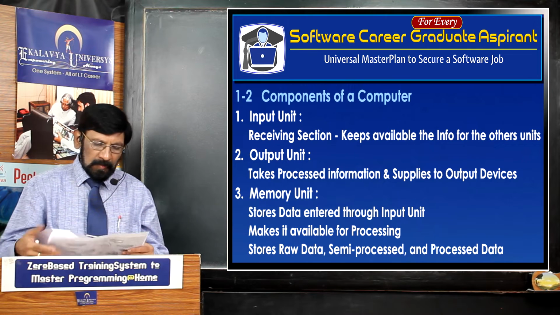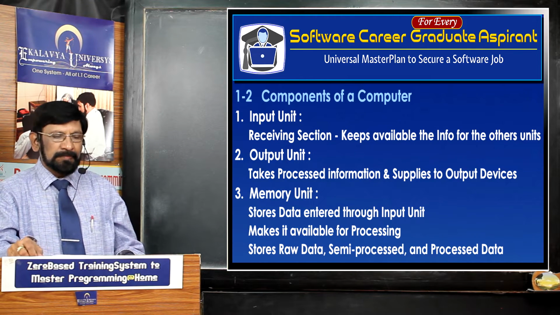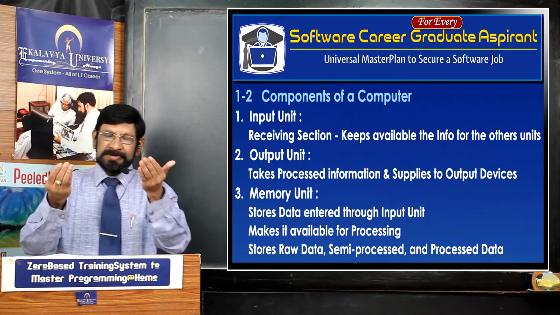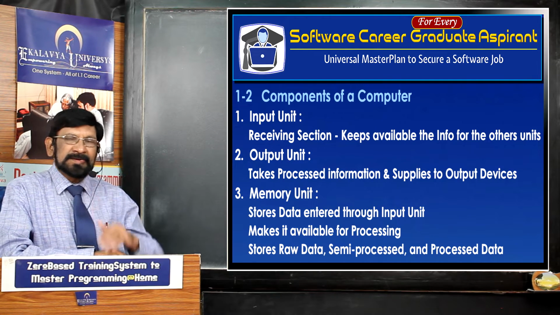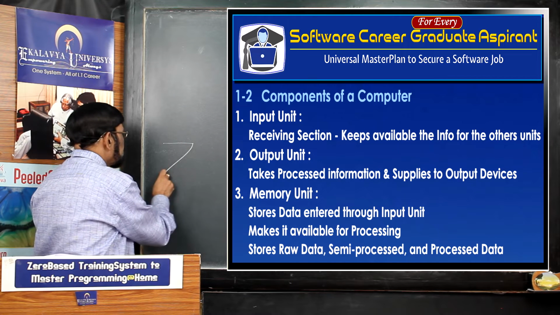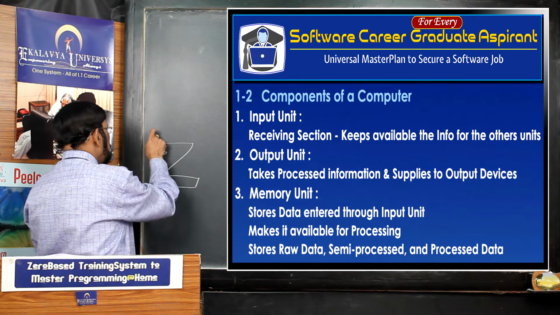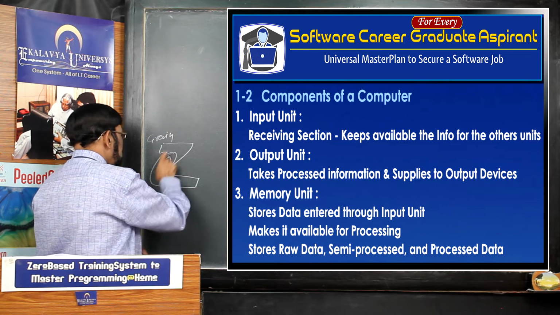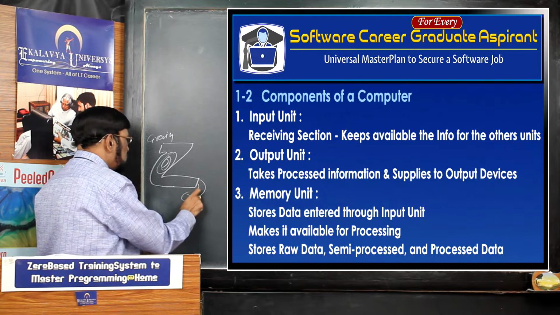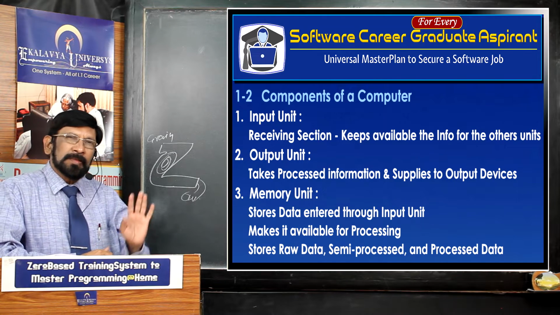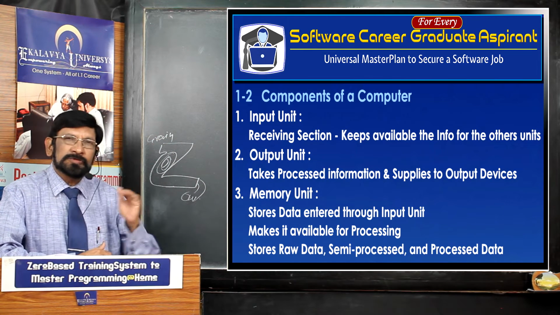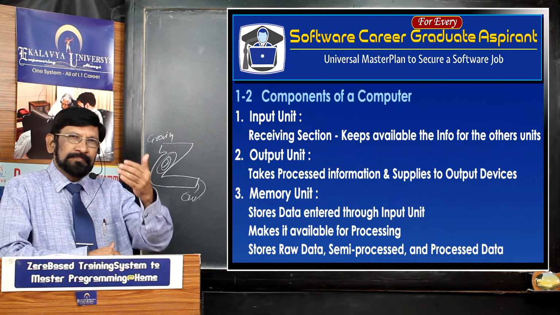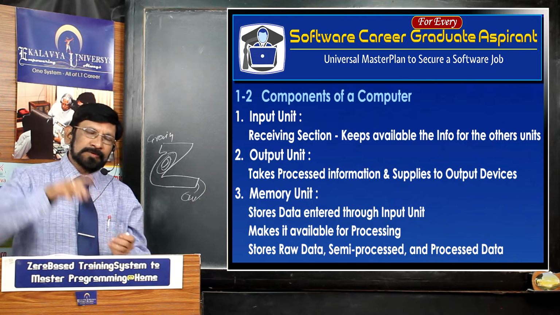Okay. Now I explain about the units one by one. First one is the input unit. Input unit means it is a receiving section. For any system, a receiving section is required. Take a flour mill. In the flour mill, here they put grain. This is the input section. Inside, grinding is done. That is the processing section. This is the output section. So for every system, an input section is required. That is a receiving section. The receiving section receives data and stores it in the computer.